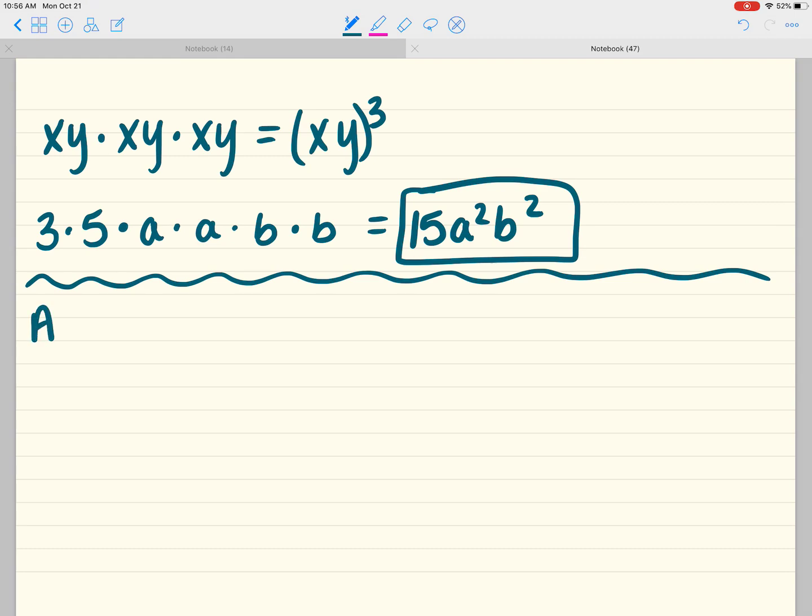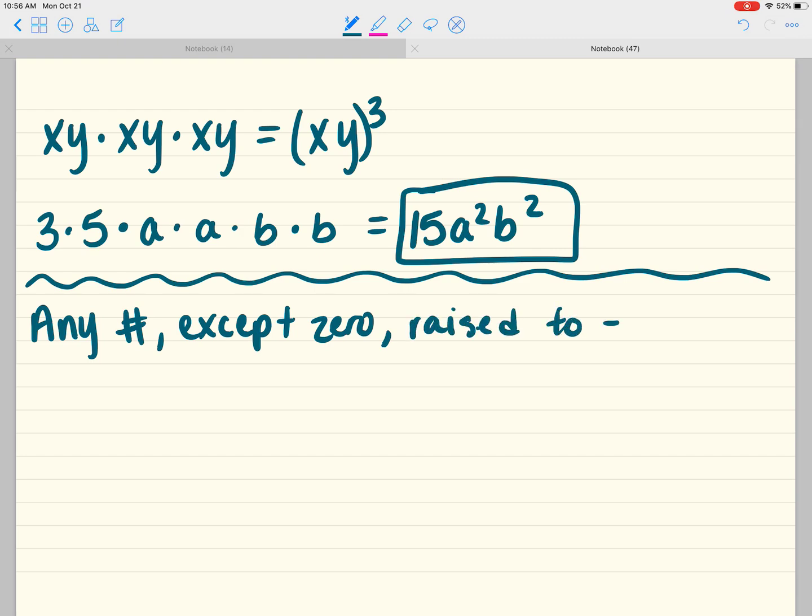Okay. All right. This part you need to know. Any number, any number except for 0, if it is raised to the 0 power, does anyone know what your answer would be?